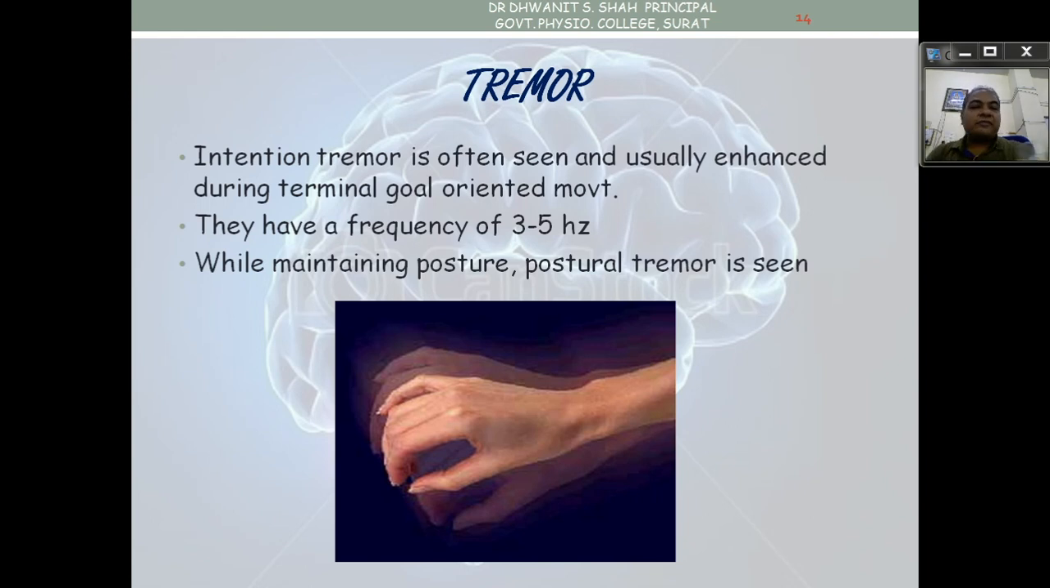They have a frequency of 3 to 5 hertz. Postural tremors are also the same when maintaining a posture. Make the patient stand erect, standing or sitting, and this also leads to tremor. When you maintain one static position, you also find tremors.